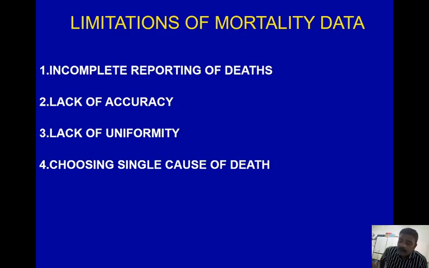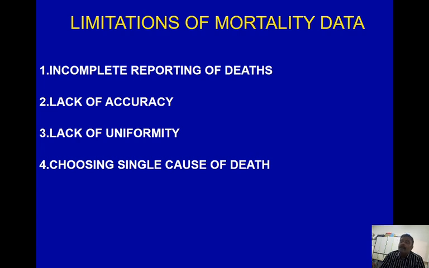So what are the limitations of the mortality data? If you look at the government related data, or the data of death that is available, you see that there is an incomplete reporting of deaths. Many a times a lot of information is missed in the death reporting. A lack of accuracy, because everybody's cause of death is written as cardiorespiratory failure. I'm sure most of the people die because of cardiorespiratory failure itself, but there's no specific primary cause of death.